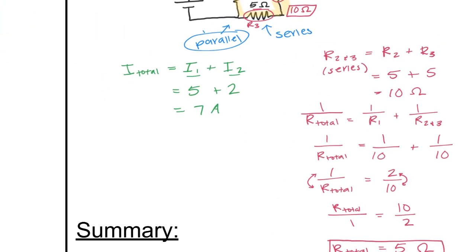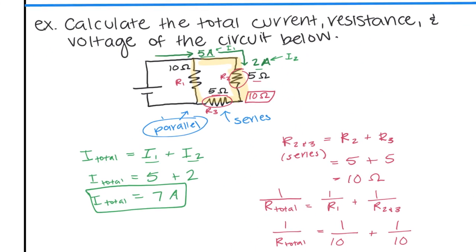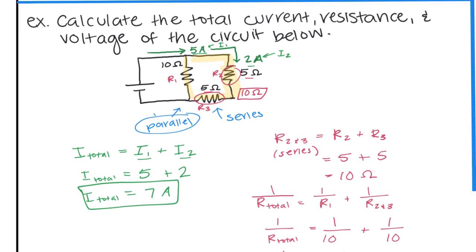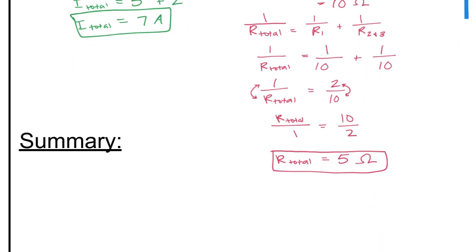And I'll scroll up so you all can see. And I'm just going to box these answers in. So we've got our total current, and now we've got our total resistance. Now, in this drawing, we are not given any indication of different voltages, but we do know an equation that uses current and resistance to calculate the voltage, and that is Ohm's law.